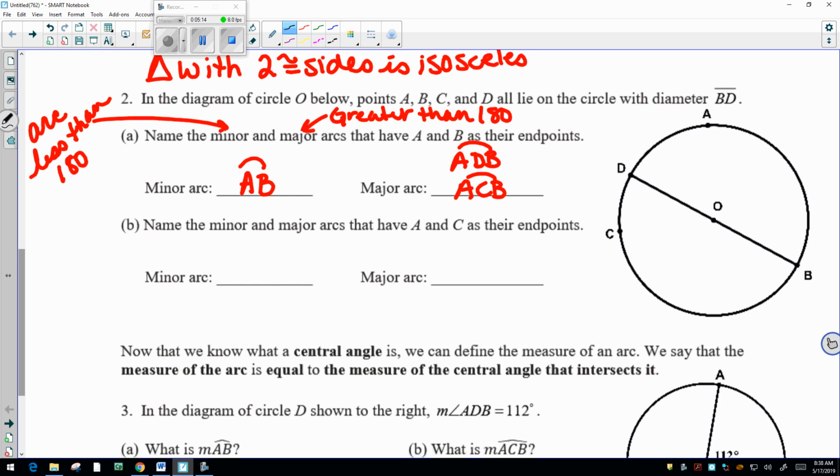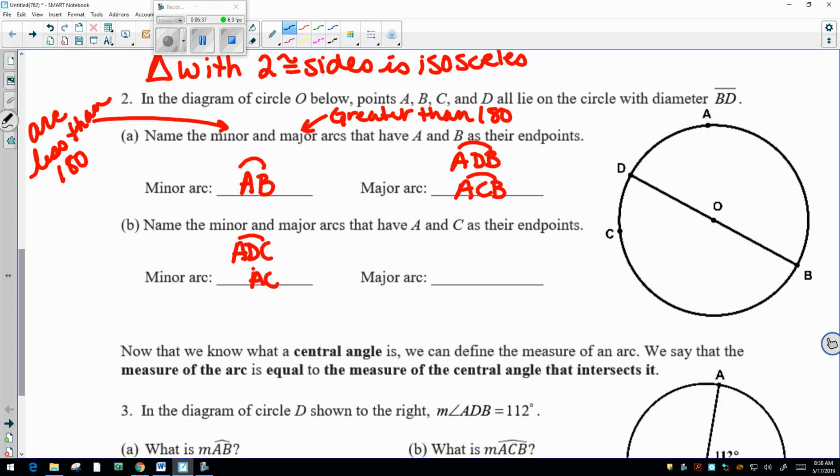Okay, try it again. This time we're going to name the minor arc that has A and C as the endpoints. Okay, so I want less than 180, so I can't go in this direction. I'd have to go in this direction. And I could call that arc ADC. I could also just call it arc AC. That is okay. So either ADC, that's a little bit more precise, telling you the direction, or you could name it arc AC.